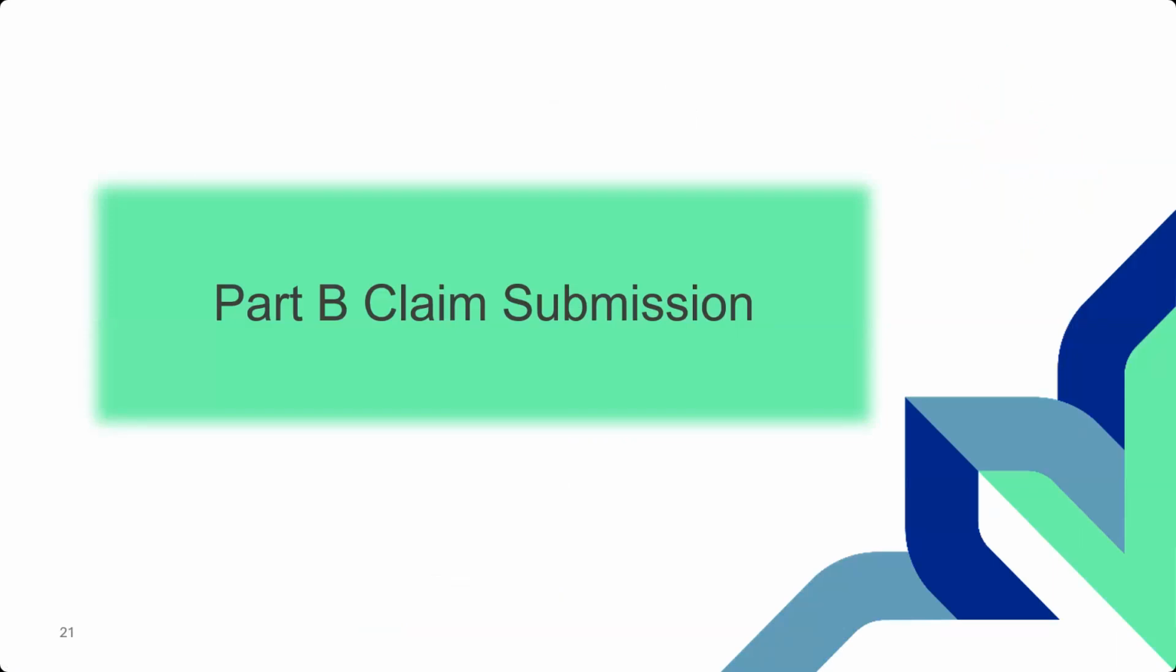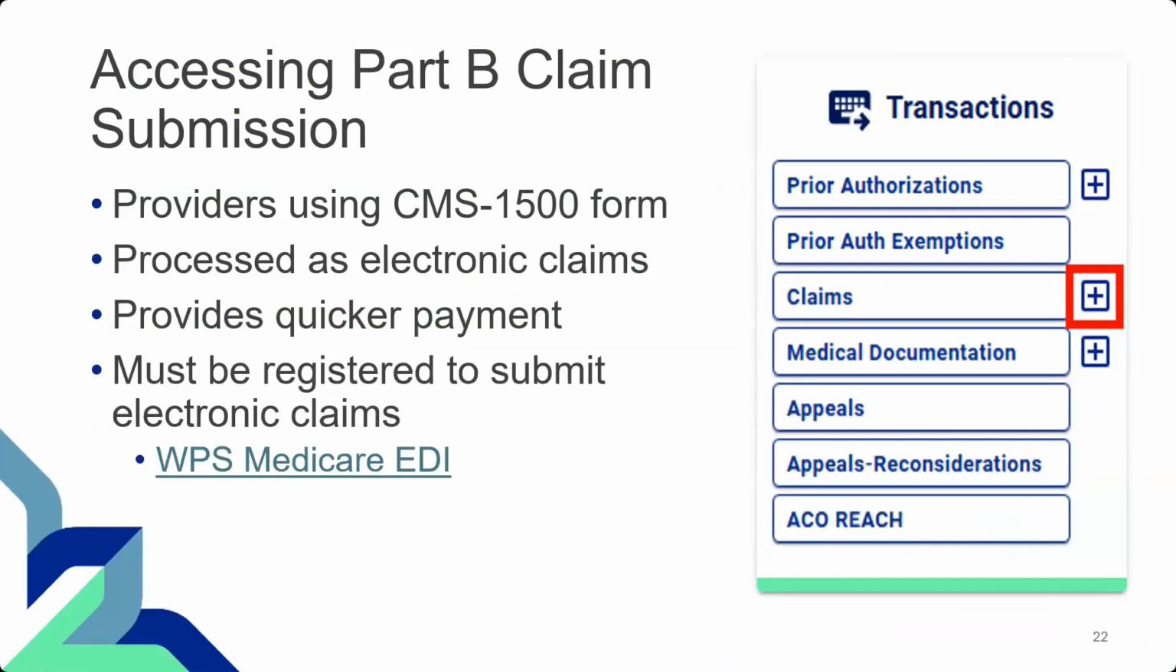So now we're going to talk about Part B claim submission. Providers who bill on a CMS 1500 can submit claims through the portal. Unfortunately, this is not an option for providers who submit claims using FIS. The option is available for providers who submit paper claims using the CMS 1500 form. It allows paper billers to receive electronic billing benefits such as quicker payments.